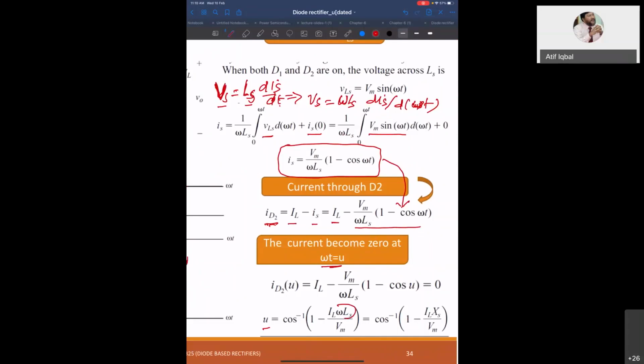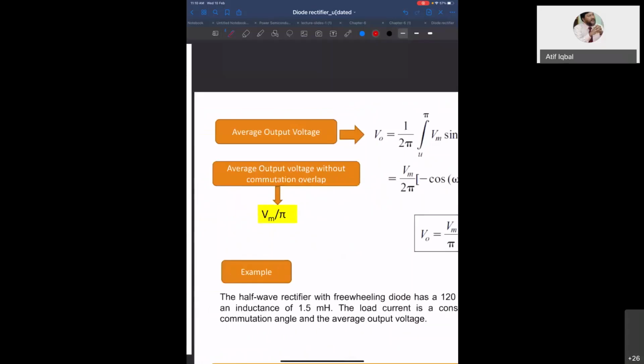This omega Ls is nothing but the source reactance. This is the load current, this is the source reactance, and this is the peak value of the source voltage. So this is the value of u, the commutation overlap.